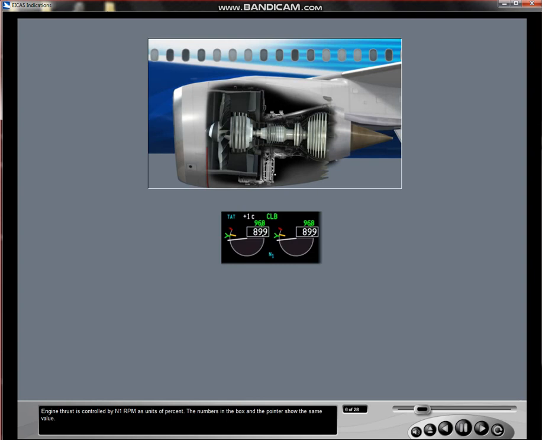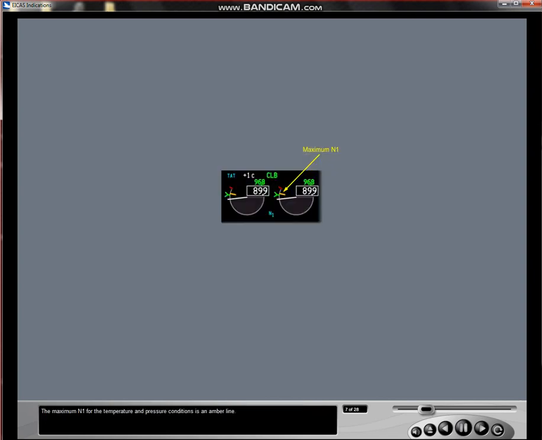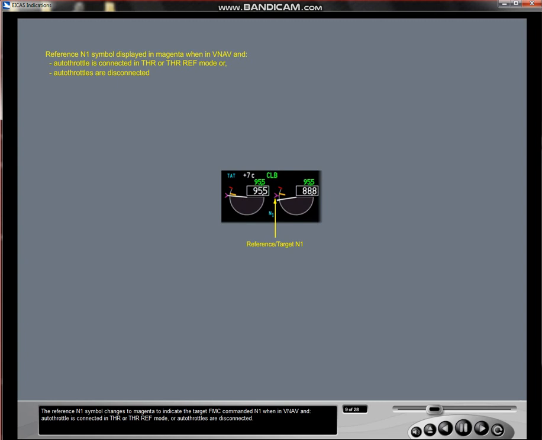Engine thrust is controlled by N1 RPM as units of percent. The numbers in the box and the pointer show the same value. The maximum N1 for the temperature and pressure conditions is an amber line. The thrust reference mode selected for the phase of flight, the related reference N1 indication, and the reference N1 symbol are shown in green. The reference N1 symbol changes to magenta to indicate the target FMC commanded N1 when in VNAV, and autothrottle is connected in thrust or thrust reference mode, or autothrottles are disconnected.